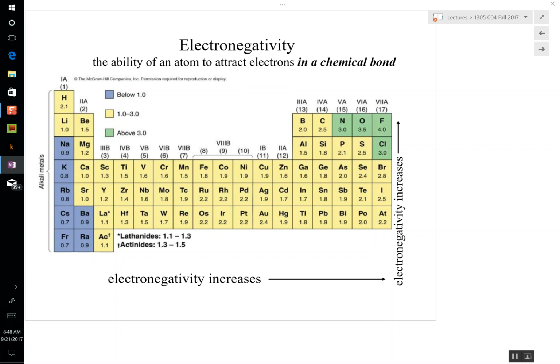All right, so electronegativity increases as you go across the periodic table. It increases as you go up the periodic table. So really it's increasing in this diagonal direction right here. Low in this corner, going up.